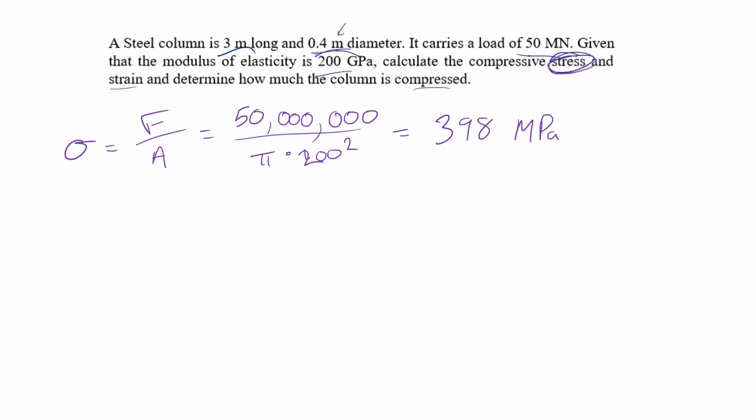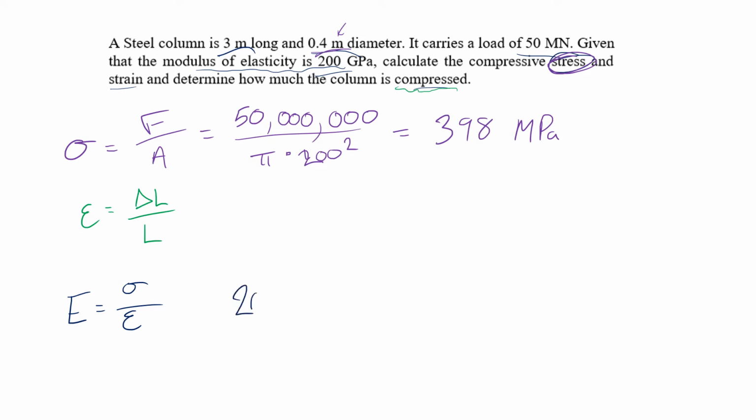Now, if I want to figure out strain, I've got a formula for that too, but there's a problem here. The problem is I don't know how much it's compressed. So what we're going to do is come at it from the other side. Because I do have a modulus of elasticity here, and I know the stress because I just figured it out. So your modulus of elasticity is equal to your stress over your strain. Since I have two of these things, I'm going to use this to figure out the strain. We'll come back to the green equation in a little bit.